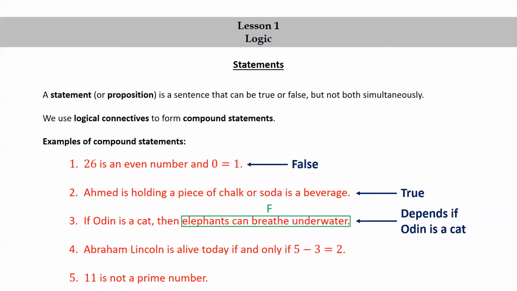So, in summary, number 3, the truth value depends on whether Odin is a cat or not. It's not uniquely determined by just knowing that elephants can breathe underwater is false.